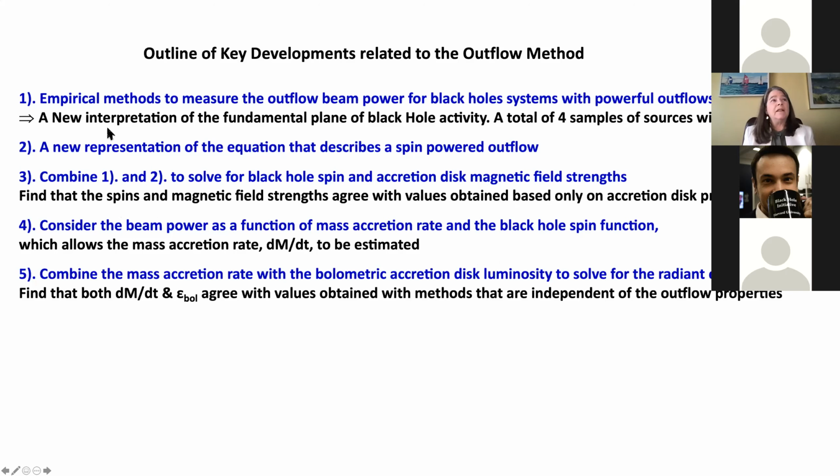Next, independent of points 1, 2, and 3, we can go on and write down the beam power as a function of the mass accretion rate in physical units and use the results to solve for dM/dt, the mass accretion rate, in both physical and dimensionless units. That can be combined with the bolometric accretion disk luminosity to solve for the radiant efficiency factor of the accretion disk. And again, all of this is done without specifying a particular detailed model for the accretion disk.